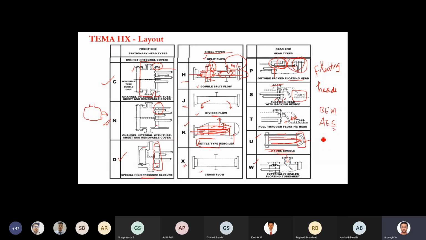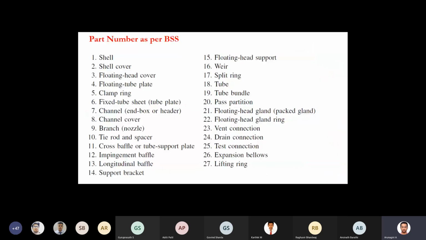Then AEP. P means you have outside packed floating head. Then AKT. Then CFU: C type, U means U-tube. Then AJW. So these are all different types. These are general nomenclature to represent the type of exchangers. By representing like this, you can identify what type of front end it has, what the shell type is, and what the rear end is.